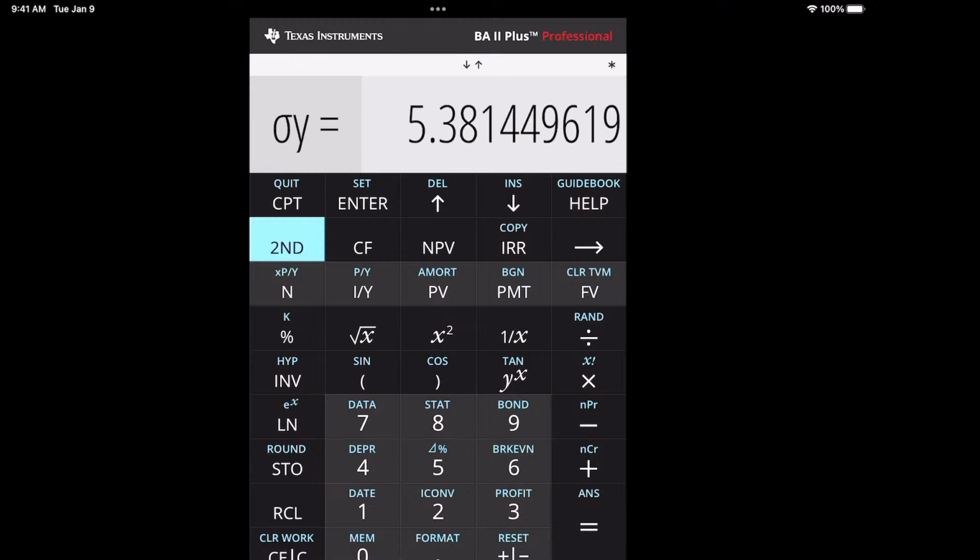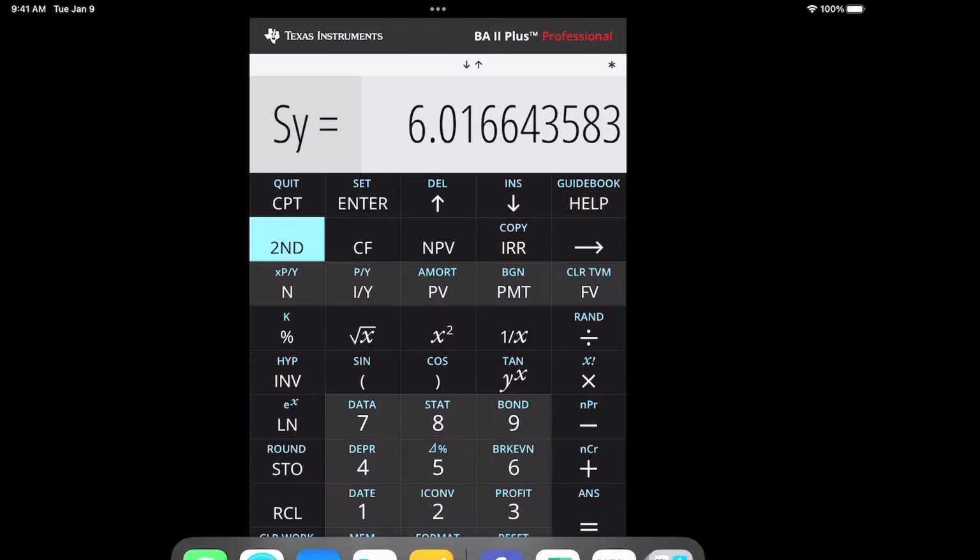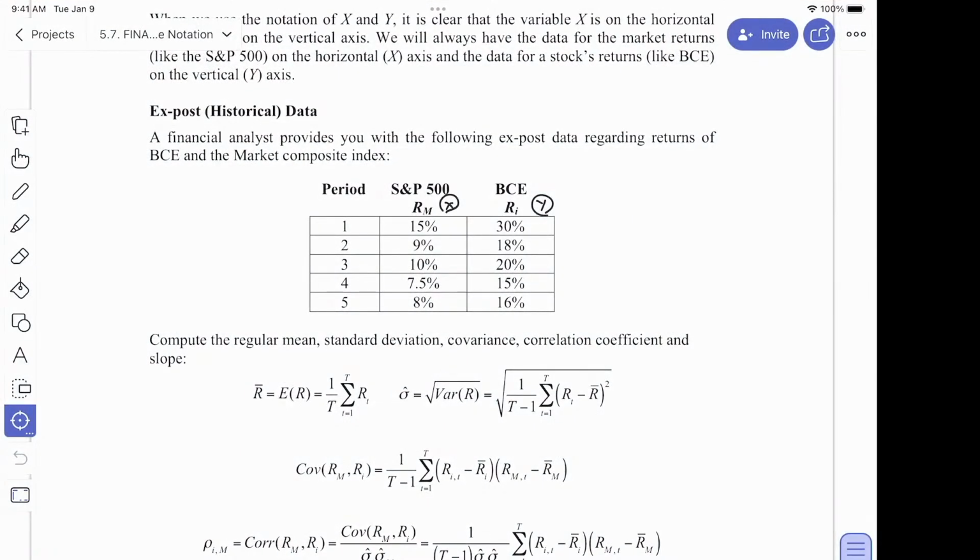So what I'm going to talk about now, and I'm just showing you pieces of this because you have to go consistently. You have to go systematically through everything I gave you. But okay, let's go back here. The data that I gave you is known as ex post or historical data.